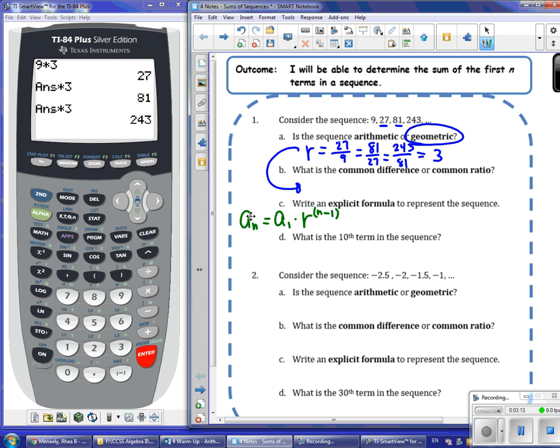I need to replace the a sub 1 and the r. A sub 1 corresponds to the very first term in my sequence, which is 9. So this formula, a sub n, becomes 9 times, we already found the common ratio to be 3, and then n minus 1 is the exponent. I'm going to keep the n there. The n corresponds to when you have a regular equation and you use x and y: the n would correspond to our x value or variable, and the a sub n would correspond to y.